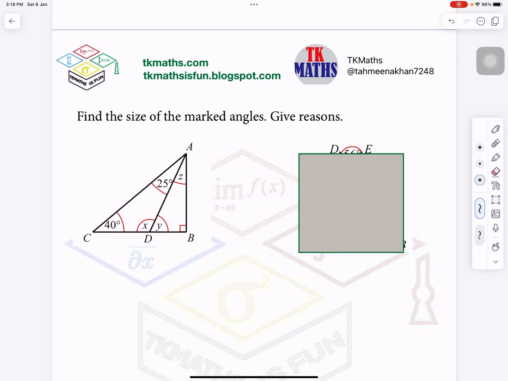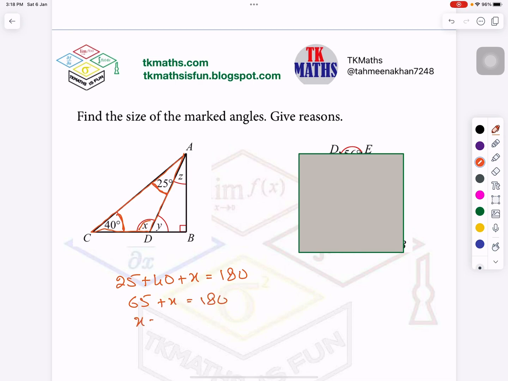So I will see the triangle ACD. Now if I look at the triangle ACD, one angle is 25, other is 40, x I don't know. So in this triangle ACD, I can apply the sum of the angles property of a triangle. 25 plus 40 plus x is equal to 180. This is 65 plus x equals 180. So I can easily calculate it.